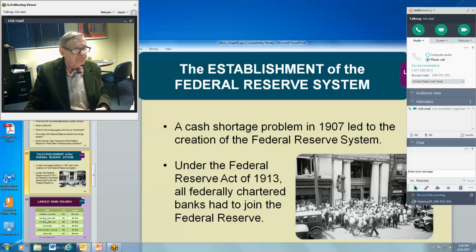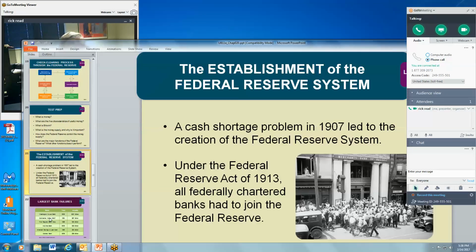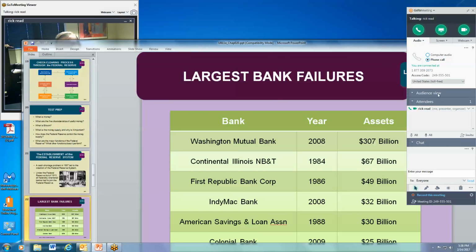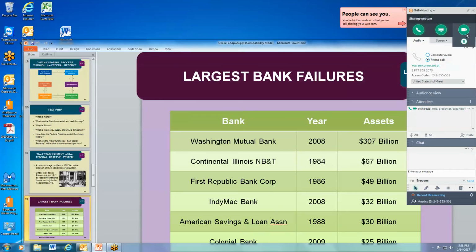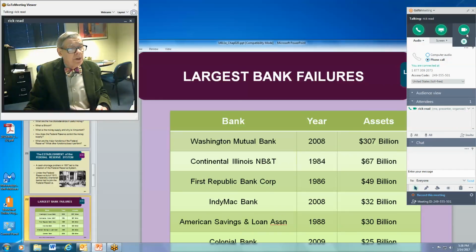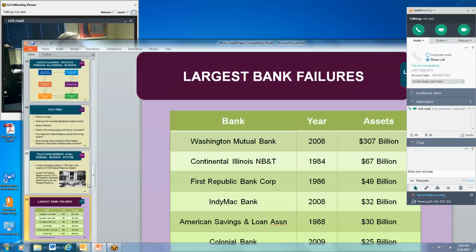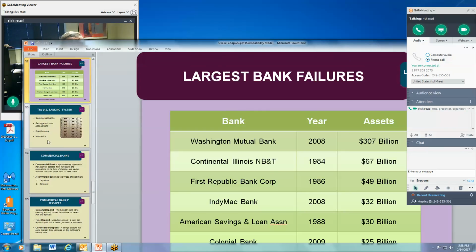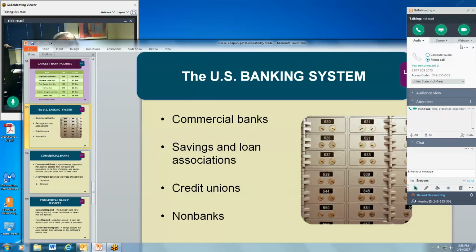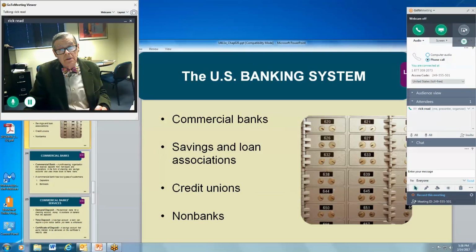This gives us the largest bank failures in the United States. It's not a pretty picture. I really don't want to go into that, but yes, there's a concern about it, and we have to always be concerned about that. And by the way, banks fail on a fairly regular basis, so it's not something that only happened during the last crisis or during the 1929 Depression.